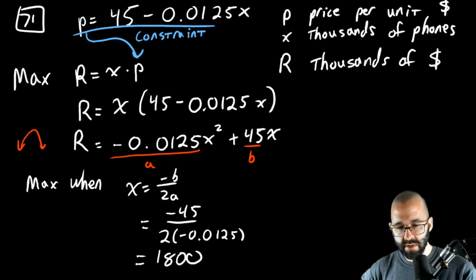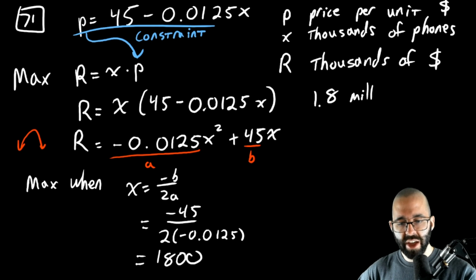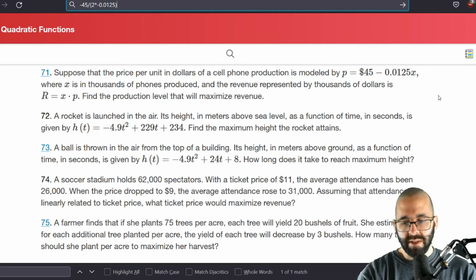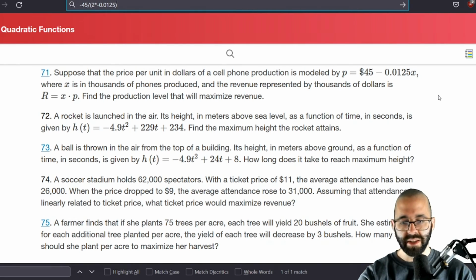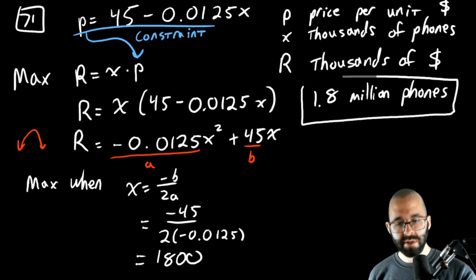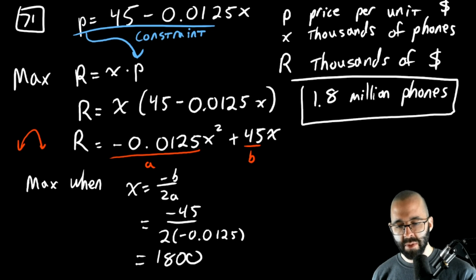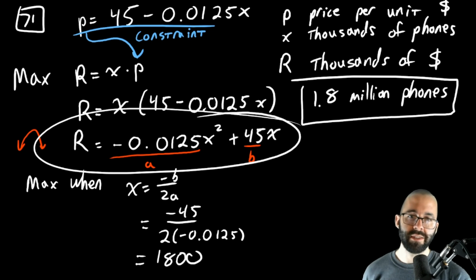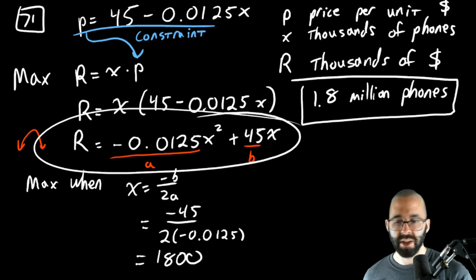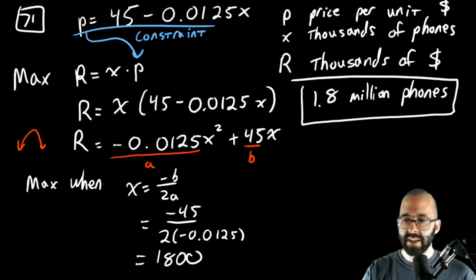So the maximum is when X is 1800. That's 1.8 million phones. Right? X is in thousands of phones. What else are we asked to do? Find the production level that will maximize the revenue. Yeah. 1.8 million phones. To find the maximum revenue, which we were not asked, we could just plug it into this formula. And that would tell us how much this company is making when they're producing 1.8 million phones. That seems like a lot.